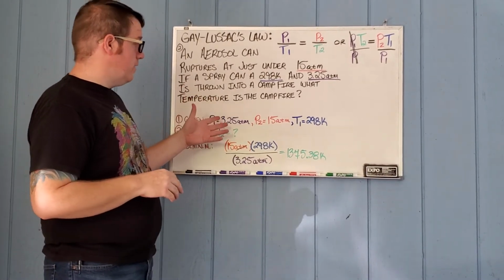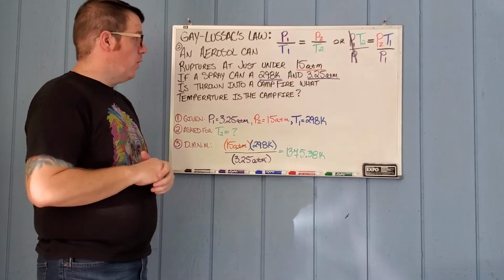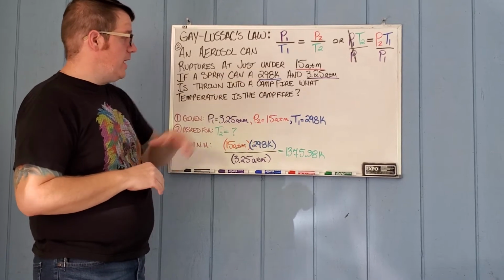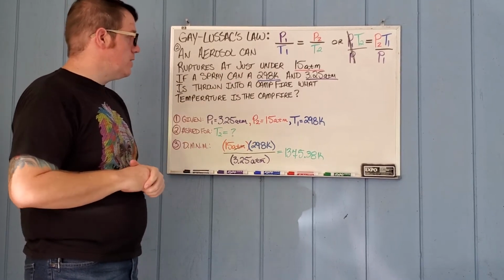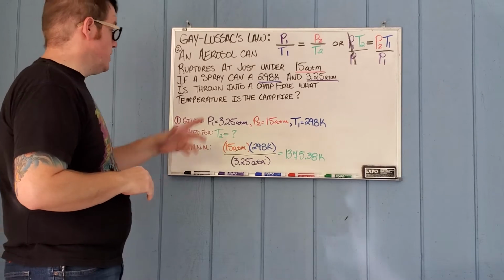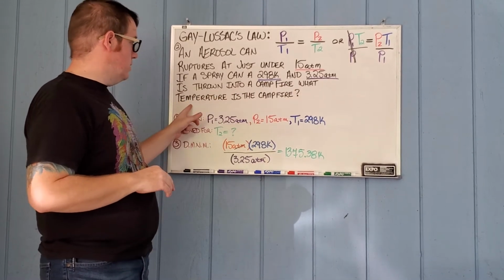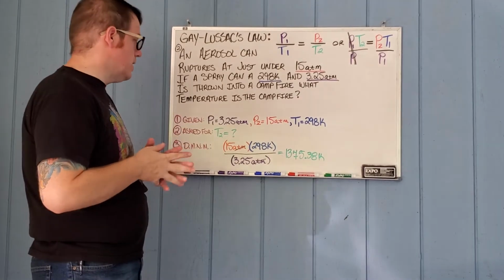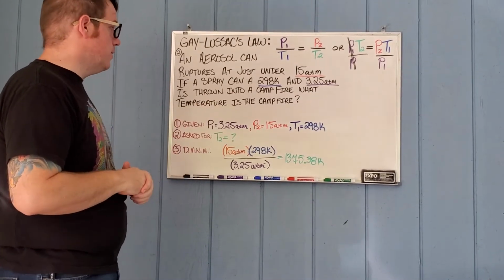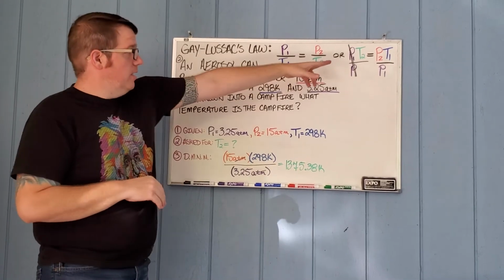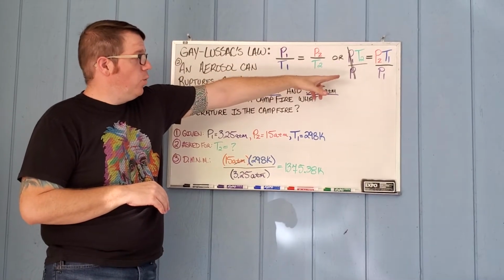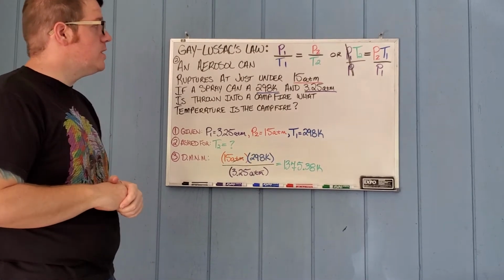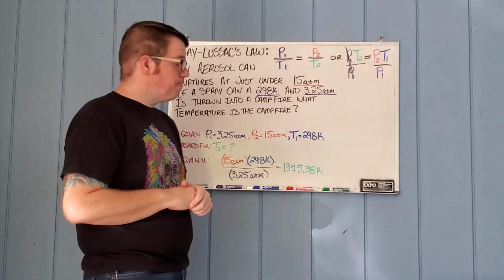So we see that we're given P1 is 3.25 atm, P2 is the 15 atm, and T1 is my 298 Kelvin. So it's asking for what is the temperature of the campfire. So that's my T2, okay? Because we started at 298 and we're going to heat it up to some value. So I isolate my T2 by dividing by P1. So divide both sides by P1. I end up with T2 is equal to P2 times T1 divided by P1.